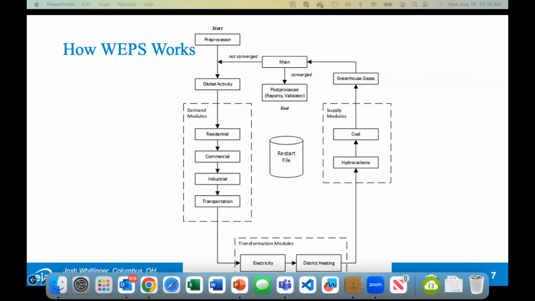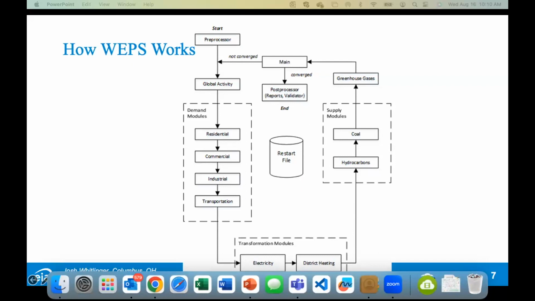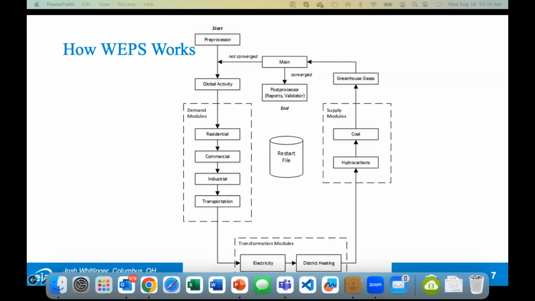Remember that all of these are run individually of one another. So what that means is that inside of WEPS, you actually run this module, global activity for example, from 1990 to 2050. All of that is run, and then it hands off that data to the next module that it will call, in this case residential, and so on and so forth. Each module is only called one time, for one I/O operation inside of the HDF that we use for our restart file.